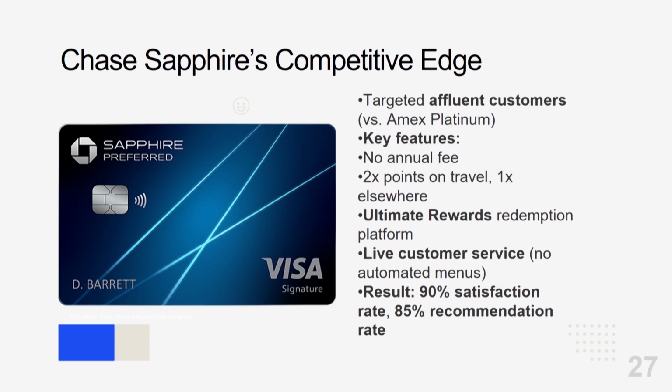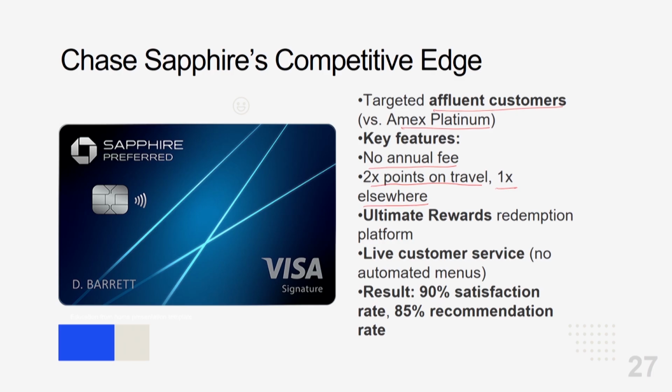Now, while they were targeting the customers, they followed and tracked competition and found that particular set of customers who were affluent, and hence they competed directly with Amex Platinum, which is American Express. The key features they added into their offering were no annual fee and 2 times the points on travel and 1 times elsewhere.